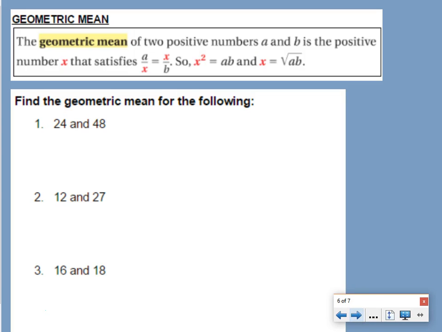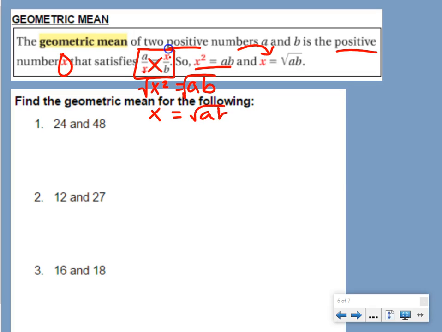Last piece, the geometric mean of two positive numbers, a and b, is the positive number x that satisfies the proportion a over x equals x over b. So that would mean x squared equals a times b. We would get that by doing our cross products. x times x is x squared equals a times b. We can take that one step further and get x equals the square root of a times b by taking the square root of both sides. The square root of x squared is x, and the square root of a times b is the square root of a times b.